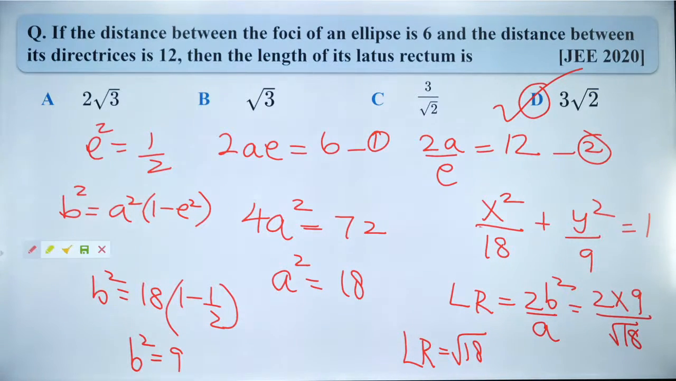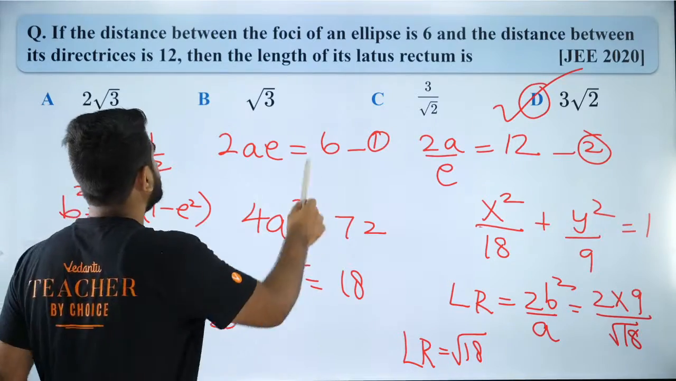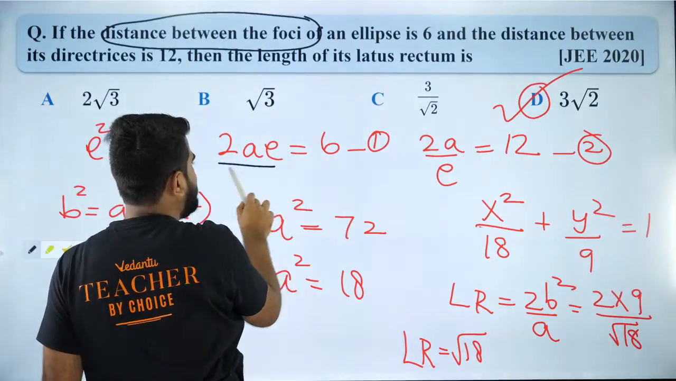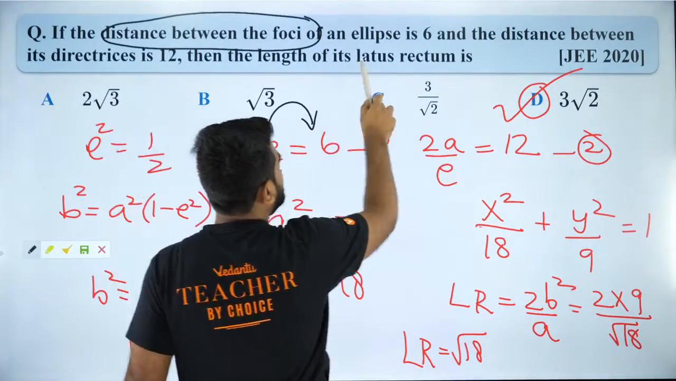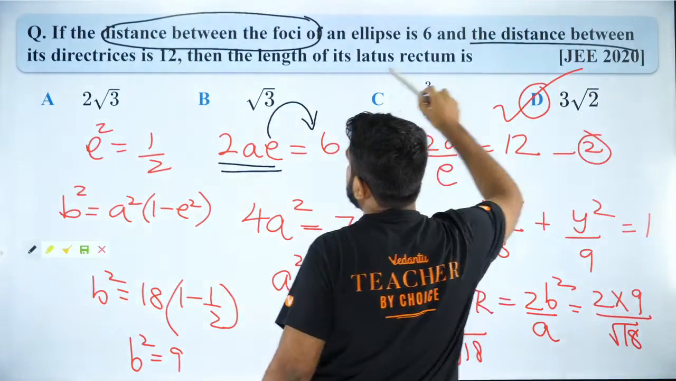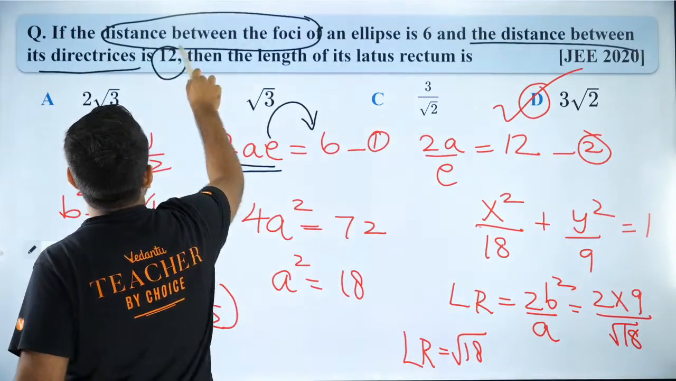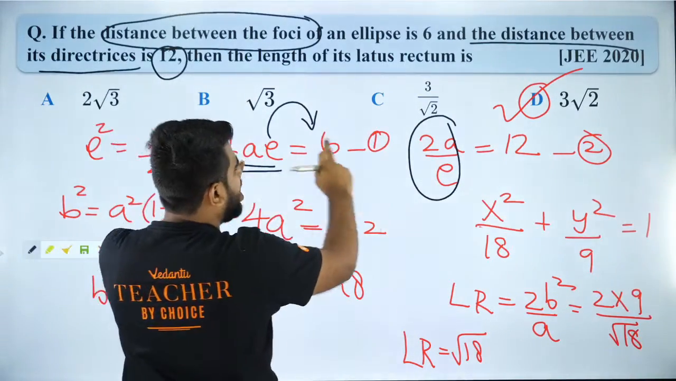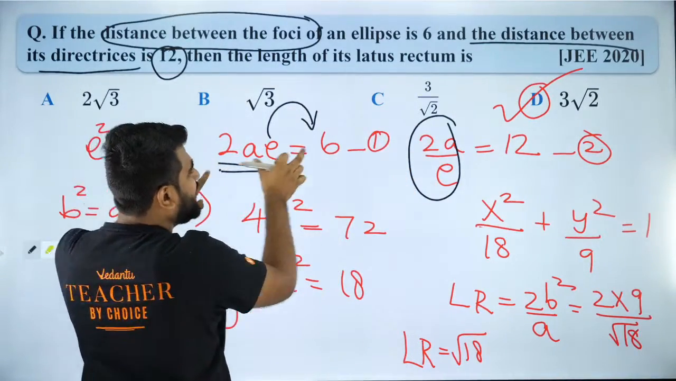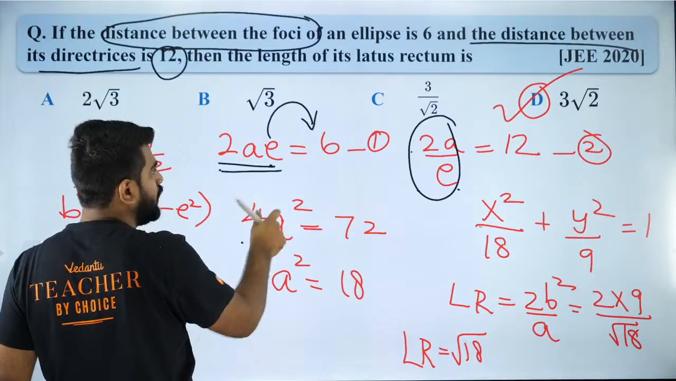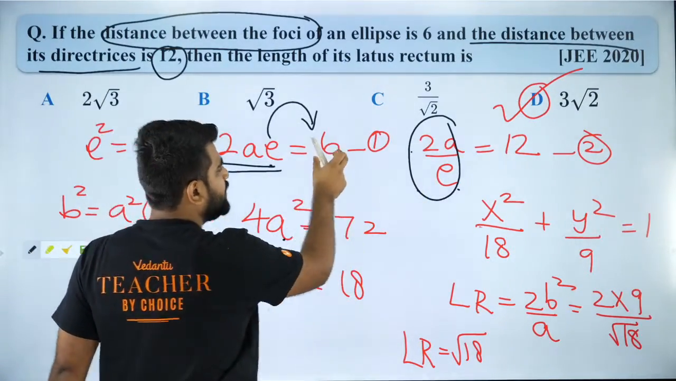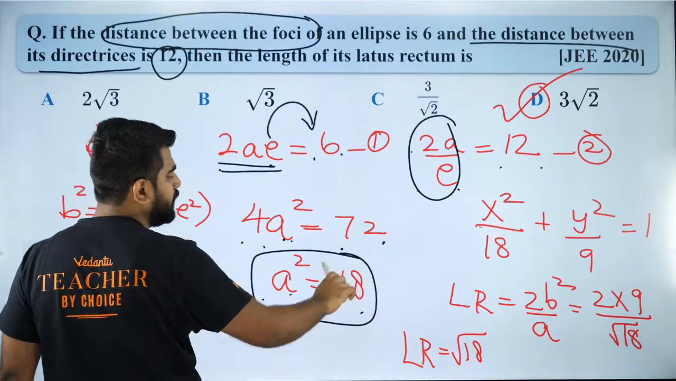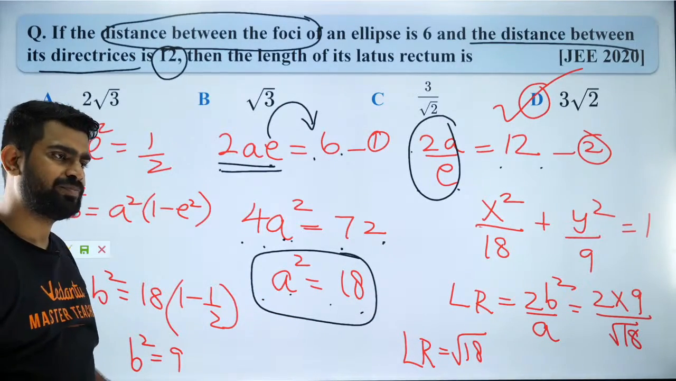So first, what we have here is the distance between foci. Distance between foci is 2AE and that is equal to 6. And then what do we have? Distance between the directrices is 12. Distance between directrices is 2A by E. That is 12. So now I multiply those two equations. So 2AE into 2A by E will be 4A square, because E and 1 by E will get cancelled. 6 into 12 is 72. So A square will be 18. That's the first piece of information I got. Okay?